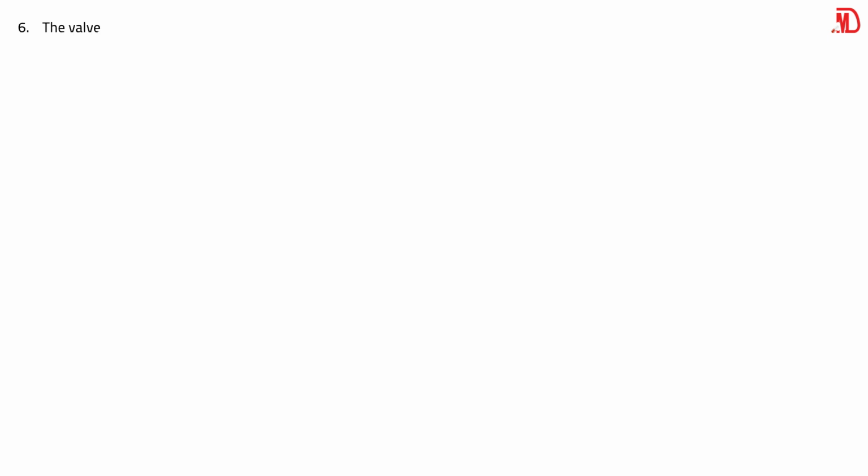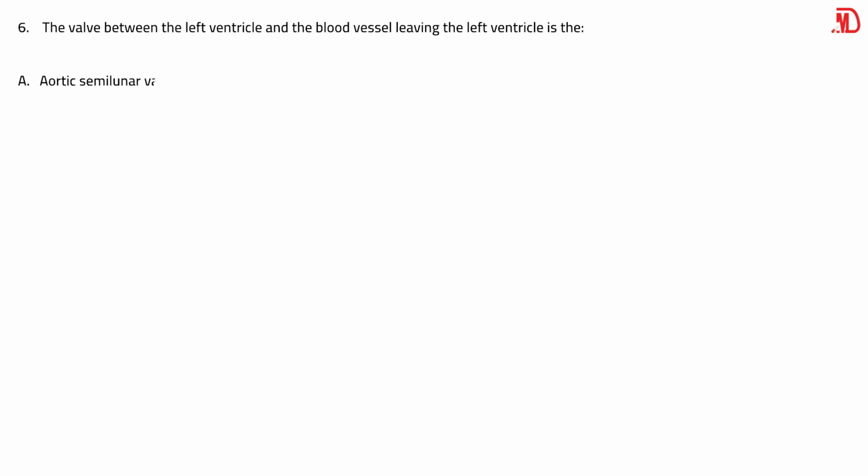Question 6. The valve between the left ventricle and the blood vessel leaving the left ventricle is the A, aortic semilunar valve, B, tricuspid valve, C, pulmonary semilunar valve, and D, bicuspid valve.